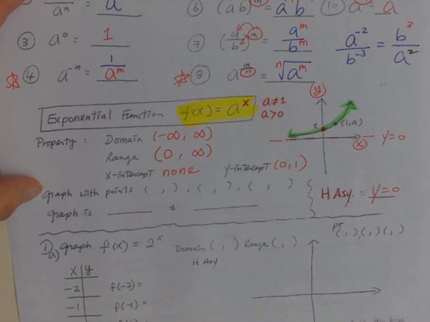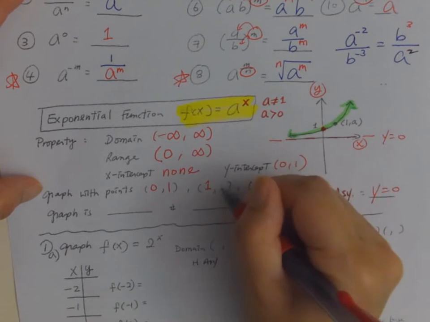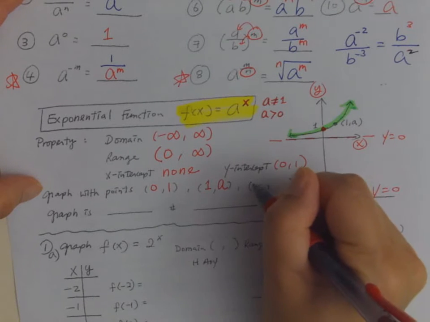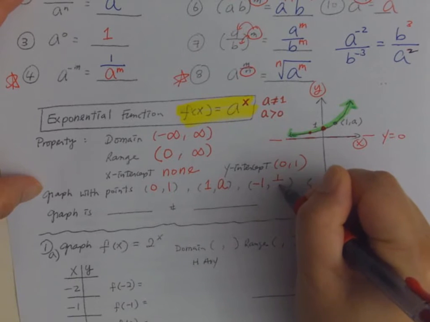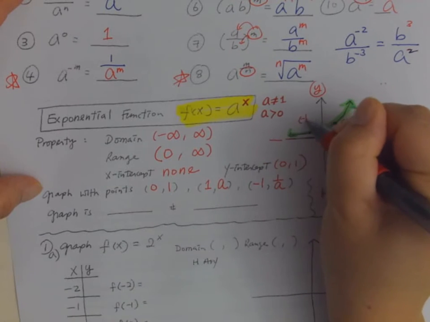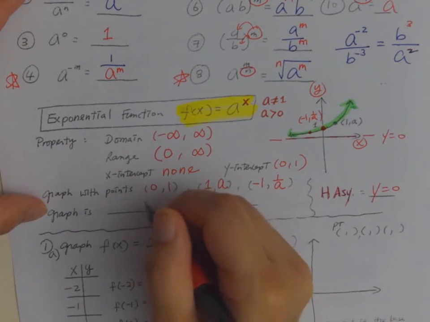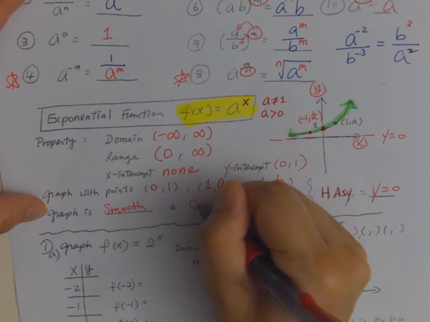The graph has 3 very distinctive points. It has (0, 1) for all the exponential functions. When x equals 1, then y equals whatever the base is. And when x equals -1, y would be 1 over whatever the base is. Okay? Alright, the graph is both smooth and continuous.